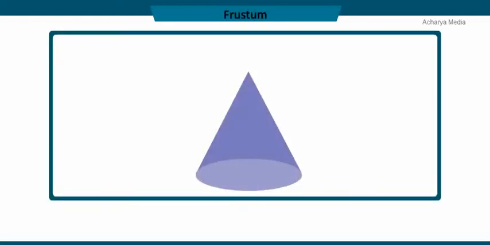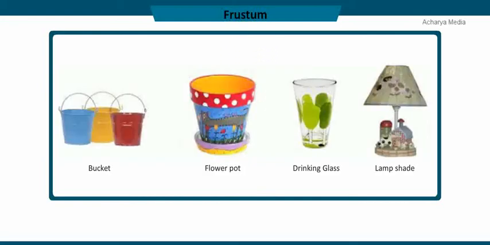Frustum is a three-dimensional figure obtained from a cone. When the cone is cut by a plane parallel to its base, two solids are obtained, a small cone and a frustum. The portion of the solid between the base and the plane cutting the cone is the frustum. Bucket, flower pot, drinking glass and lampshades are examples of frustum from our daily life.